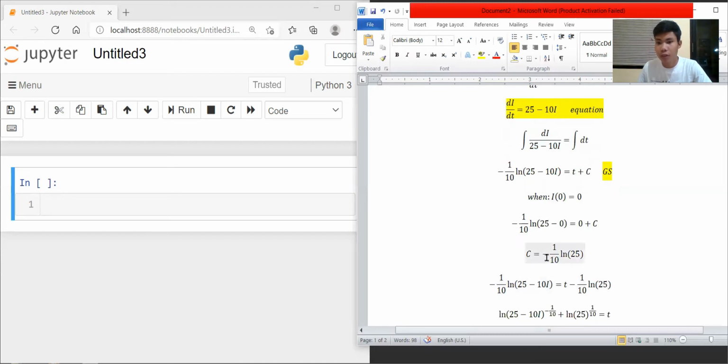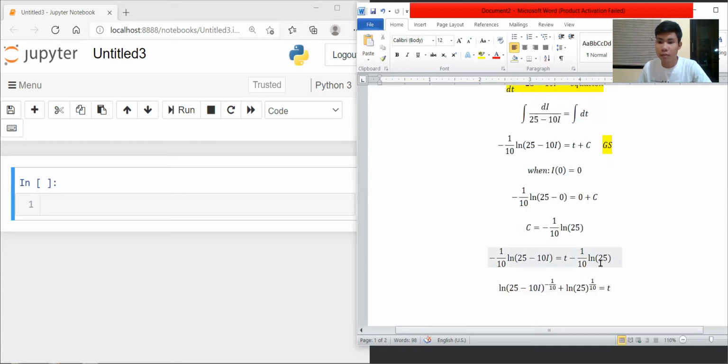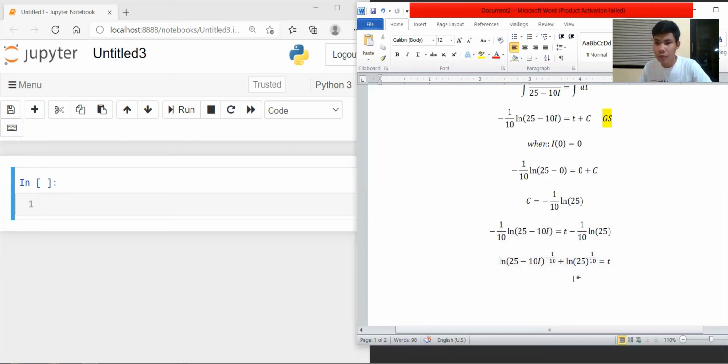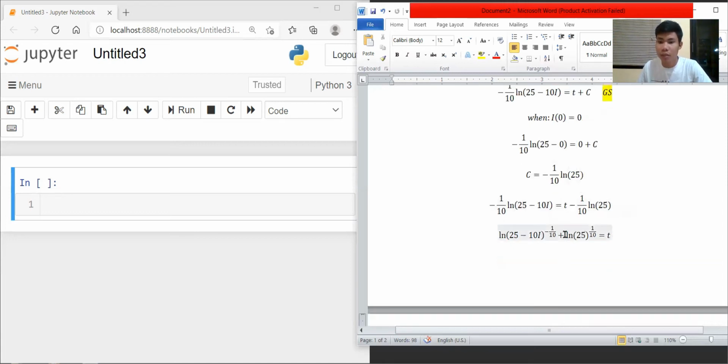After we get the value of c, we substitute it into our general solution. Then we will get this one, and this is our c: t minus 1 over 10 ln 25. So after substituting c, we can now find the value of I given t equals 0.01 seconds. But first, of course, let's simplify it to get the equation for our I.